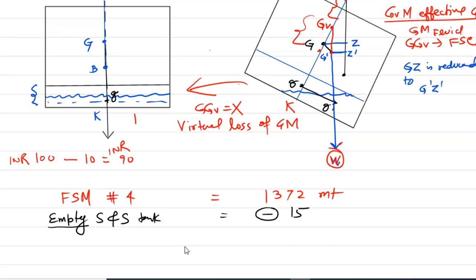Now, where has this oil from the settling and service tank gone? It has gone to number 4, the bottom center portion. Number 4 tanks center.